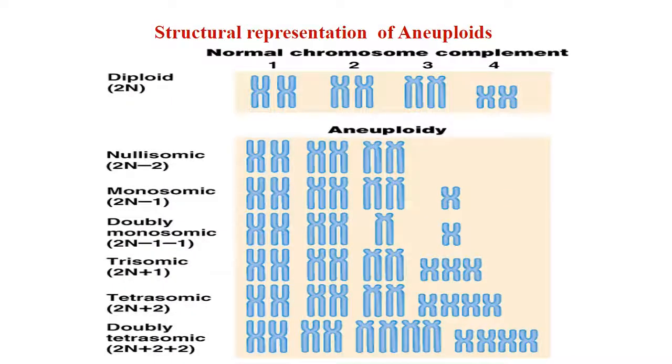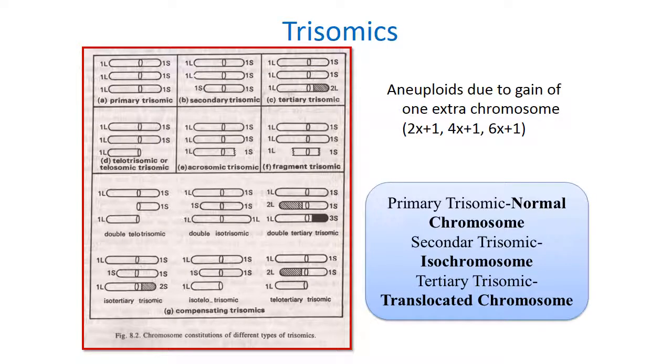This is how the structure of chromosomes is represented in different hypoploid and hyperploid conditions. In trisomics, you can see the three chromosomes are located at one place instead of the normal two. This is also a representation of trisomy condition. Aneuploid due to gain of one extra chromosome is nothing but trisomic condition.